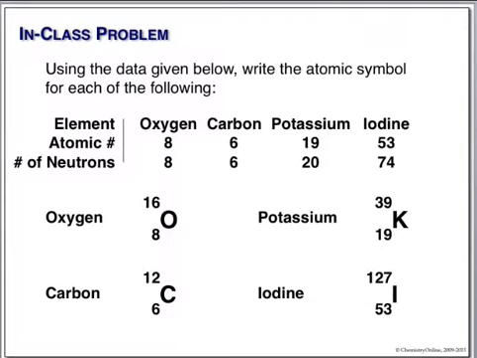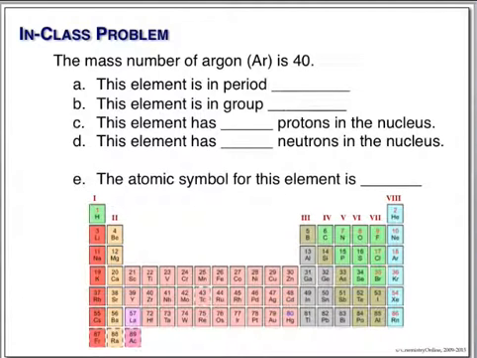Exam question here. Mass number of argon is 40. What I asked was to identify the group, the period, number of protons, number of neutrons, and write the atomic symbol. Step one, you have to find argon, don't you? There it is.